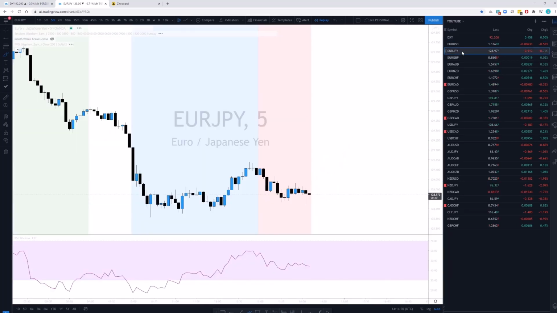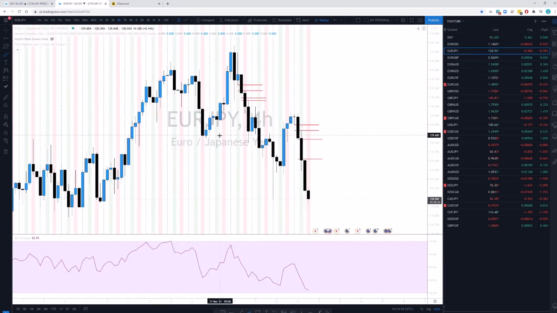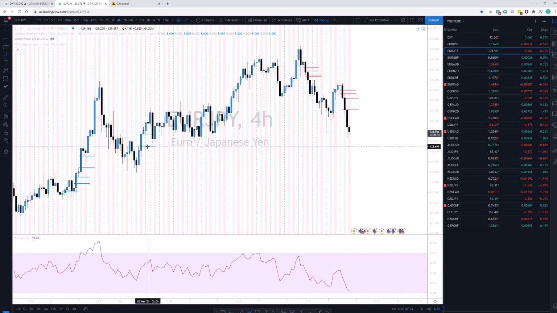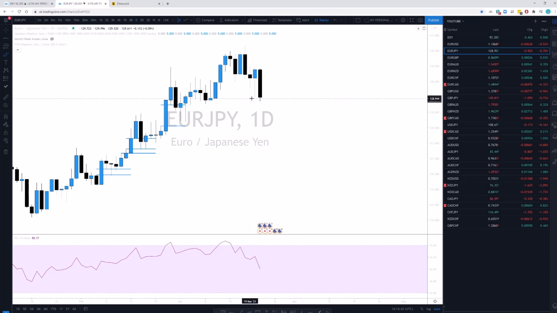Euro yen, let's have a look on the H4. Okay, I think euro yen has given big sign that it wants to also drop. With a close below this, probably they might take it down here, right? So if today closes as it is, they might want to take price down here. So that could be another trade that we can watch for going into tomorrow.